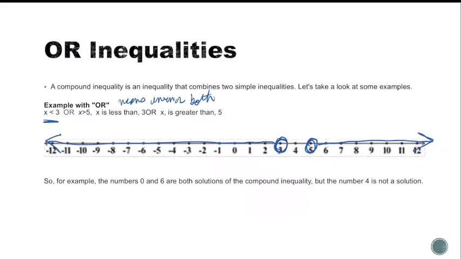Later we'll learn to write them in interval form. But when "or" is the word, it means I want them both. So for example, 0 and 6 are both solutions of this compound inequality, but 4 is not in the solution because it's not covered on the graph. So "or" means union, or both, everything together. Next we need to talk about "and."